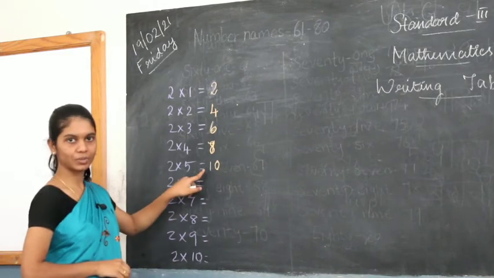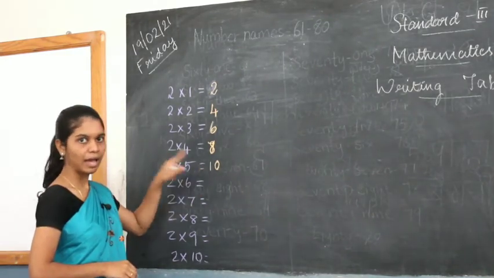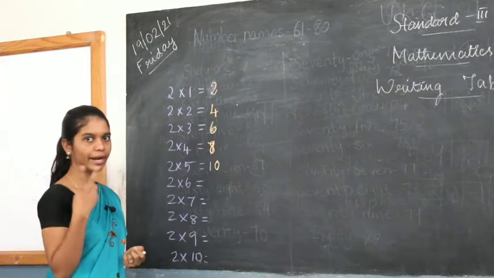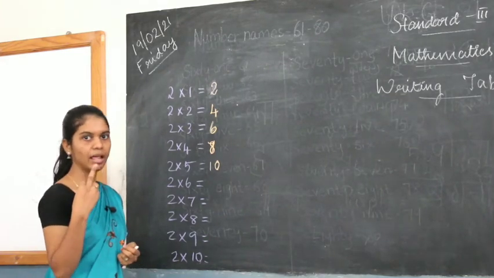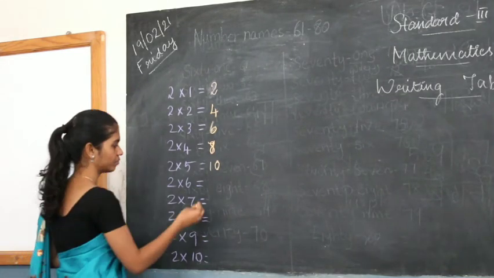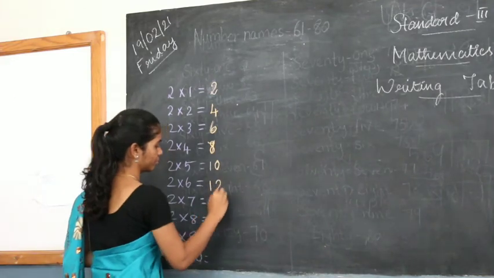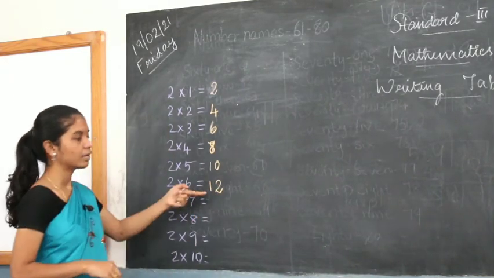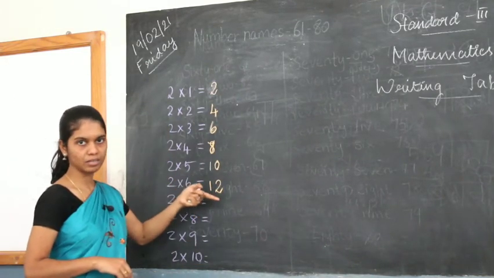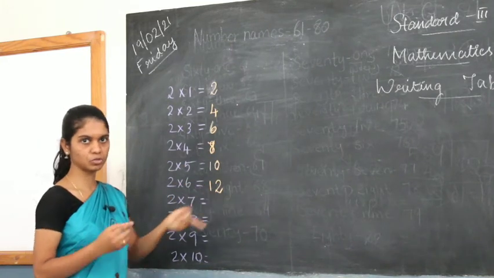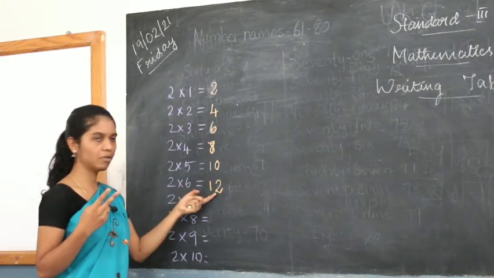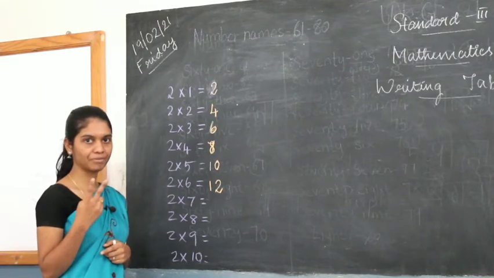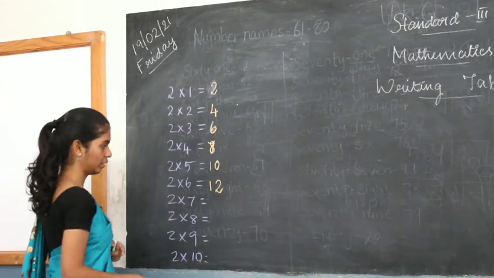Now you finished with 10. To 10, add 2 more. So 10 in your mind, 2 in your finger. After 10, 11, 12. So 2 sevens are. You got 12 in 2 sixes are. So for 2 sevens are, you should add 2 more. So 12 in your mind, 2 in your finger. After 12, 13, 14.